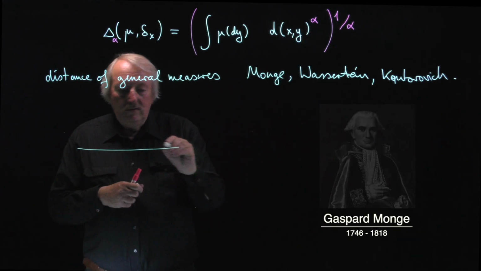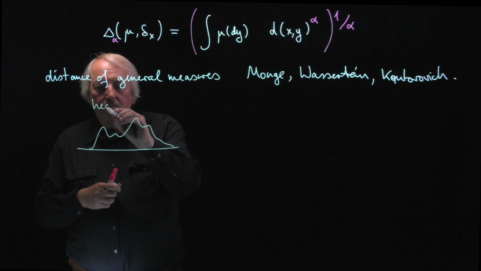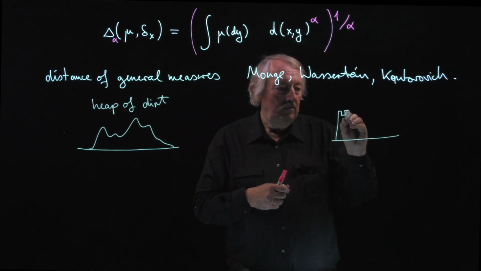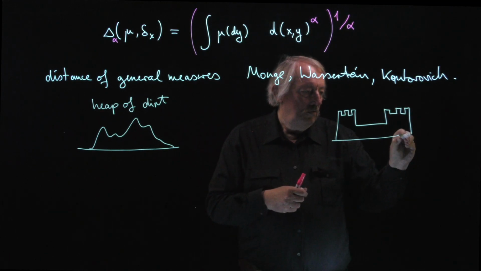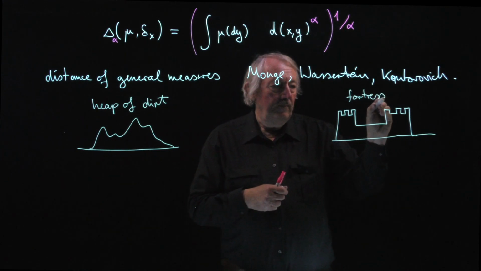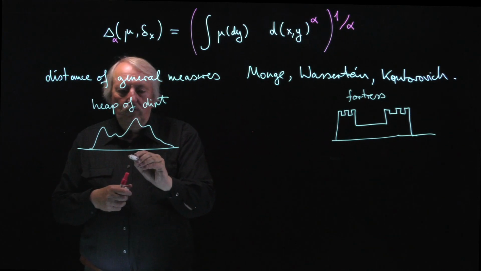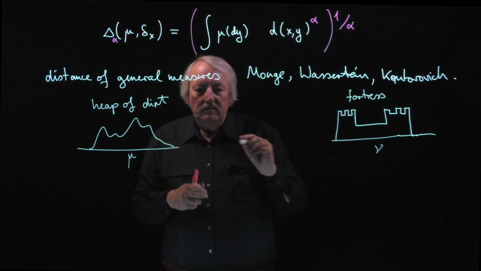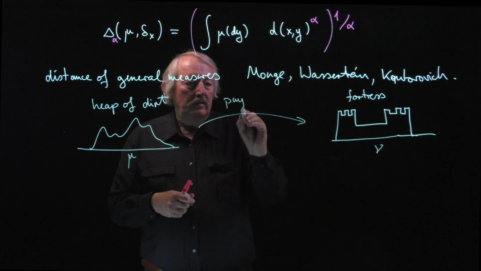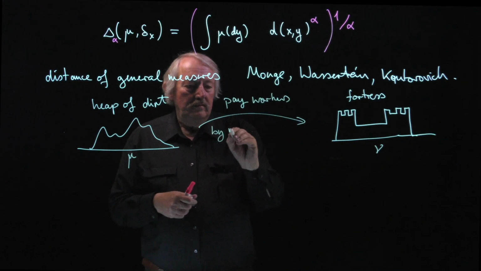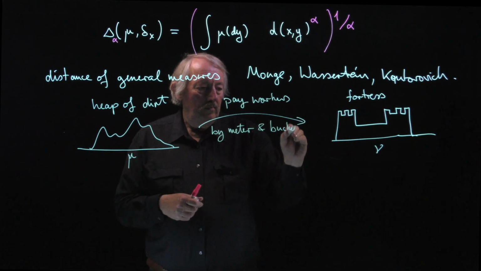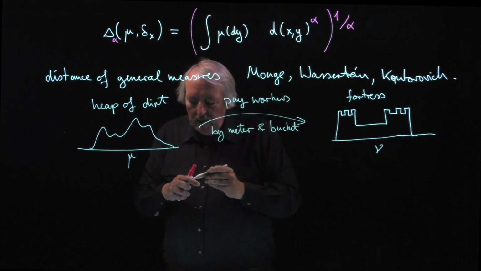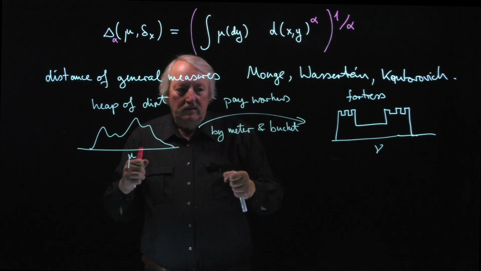So if you build a fortification, you find this situation. You have a heap of dirt. And what you want to do is a nice fortification. Something like that, right? So this is a fortress. And in this formalism, this would be given by a probability measure mu, and this is given by a measure nu. And now building it means that you pay the workers by meter and bucket. So if you have many workers that take this dirt and put it where it should go, you have to pay them. And let's say the simplest pricing scheme, you pay them for every bucket they carry for 1 meter.